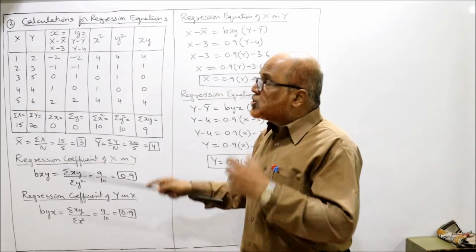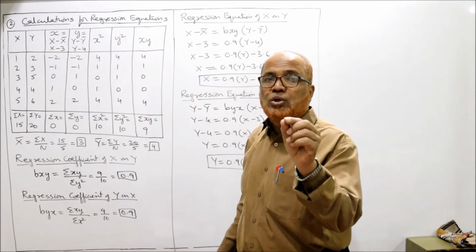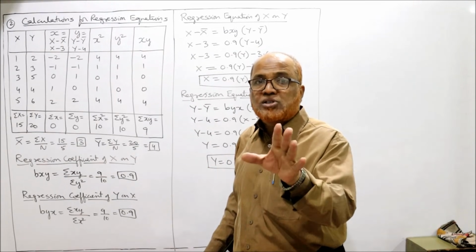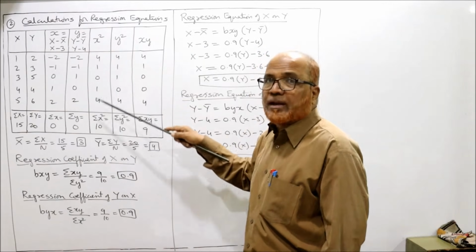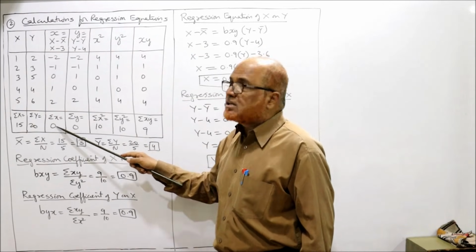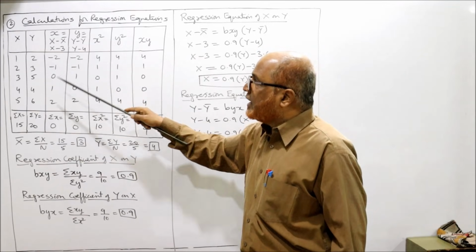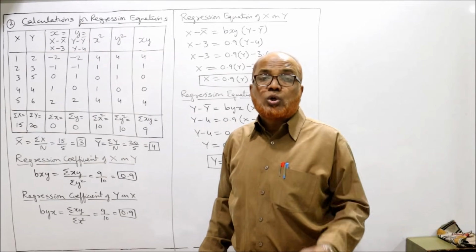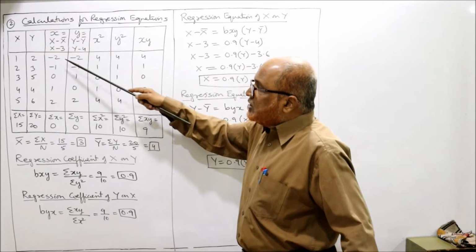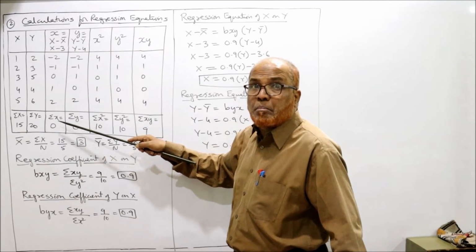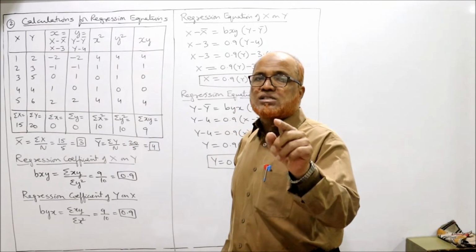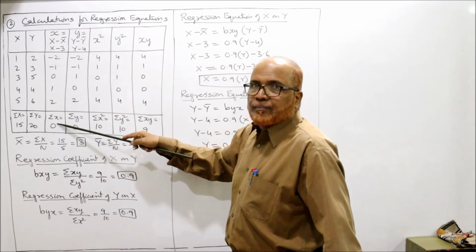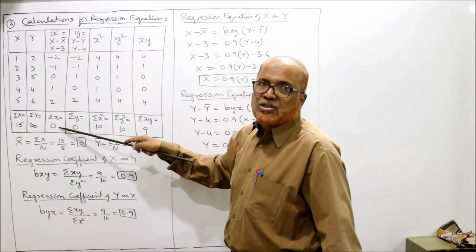Check this before squaring. First of all, check whether you are getting 0 or not. If you are not getting 0, that means you have committed a mistake, and don't square it. If you square before checking for 0 and there is a mistake here, all the values will go wrong. So to be on the safe side, first see whether you are getting 0 or not. Must, when deviations are taken from the actual mean. Now that 0 has come, I am very much confident that our calculations are correct.